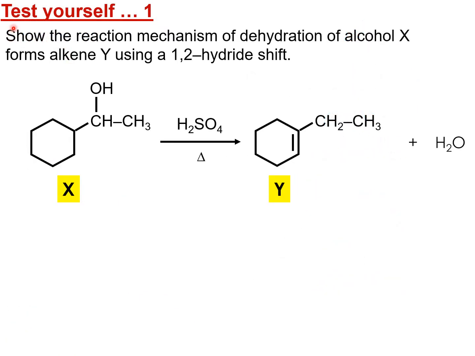So now to test your understanding, you can try this kind of question. It asks you to show the mechanism of dehydration of alcohol X to alkene Y by using a 1,2 hydride shift. After you have done this exercise, you can check the answer on the next slide. After you have tried, you can check your answer with this solution.